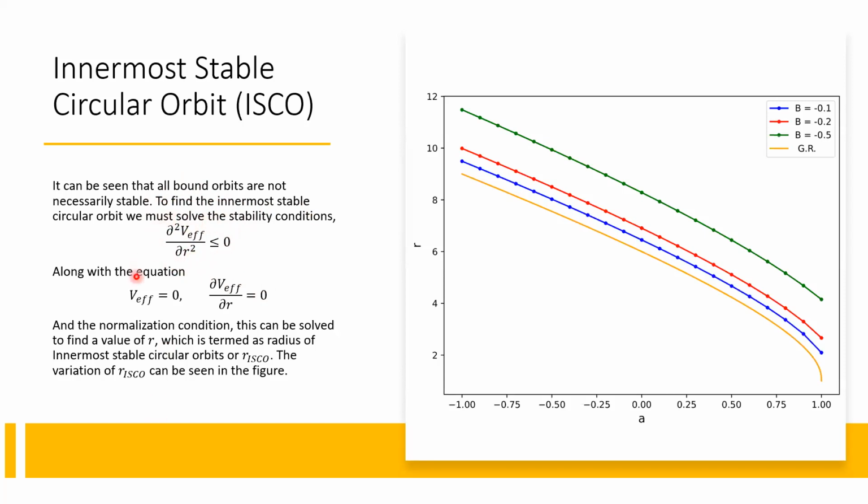So we have these 3 equations, and along with this normalization condition, we have 4 equations, and solving these 4 equations, we can find RDisco, and we have plotted the RDisco here. So we see that RDisco increases as the magnitude of B increases. Also, it is known that the interior ring of the accretion disk is limited to RDisco. So for any rotating black hole in modified gravity, this RDisco will increase, and so the inner ring of the accretion disk will also increase.